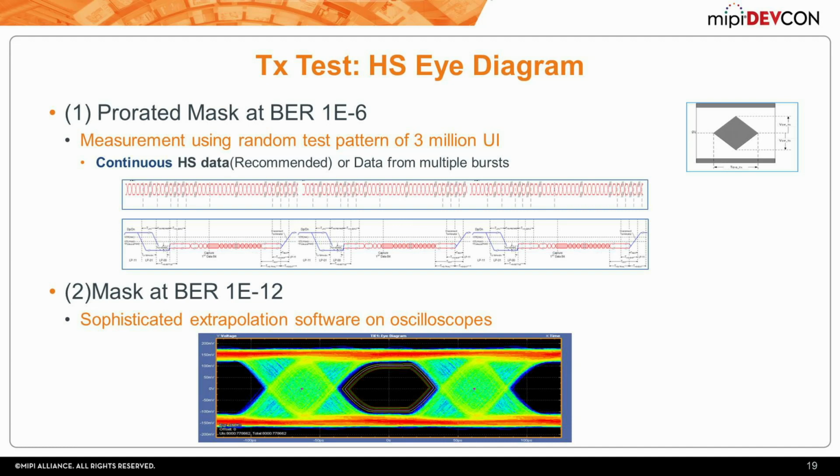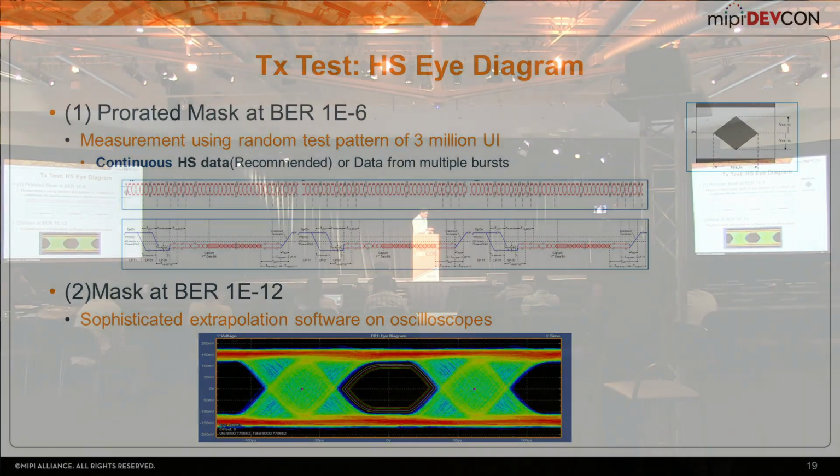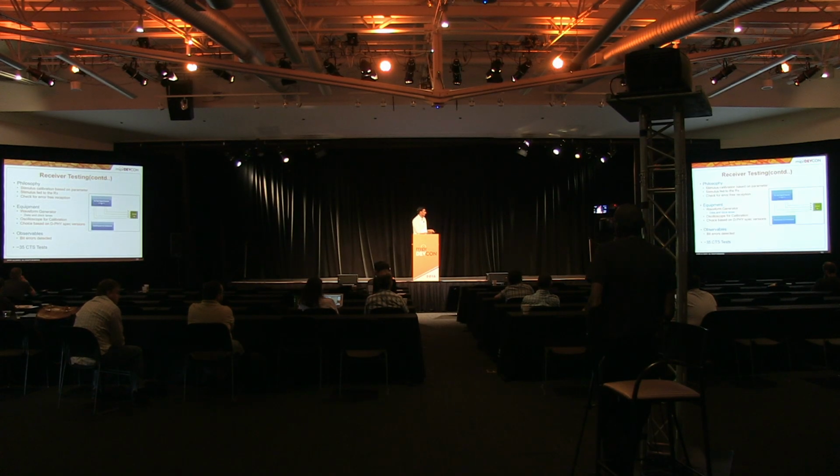And some of them would like to perform the measurements at 1e⁻¹², right? For that, the only way to do this testing is to use additional sophisticated software in terms of extrapolation methods on the oscilloscopes, right? That's the only way. Moving on, that's the story about the transmitter.